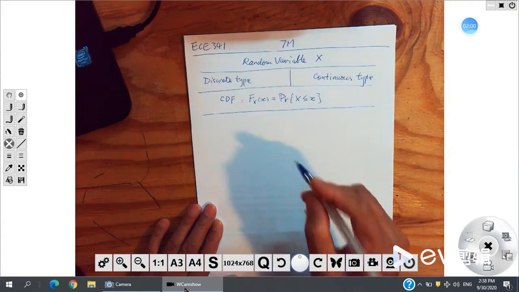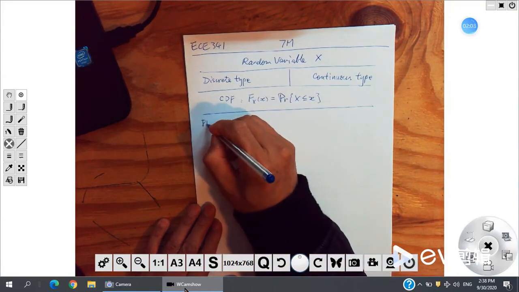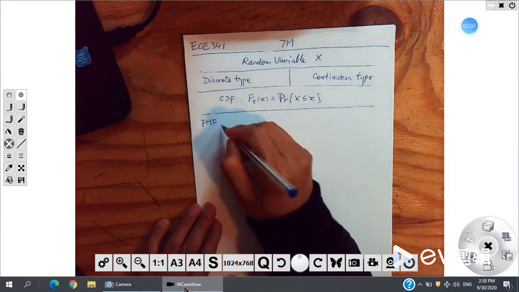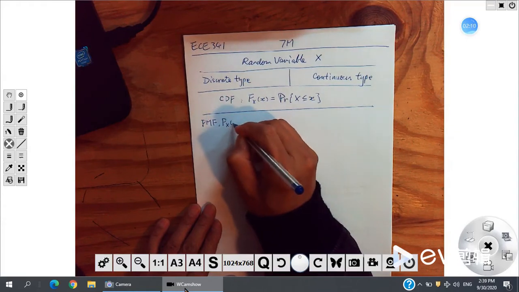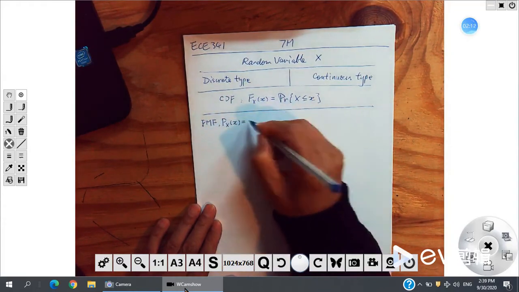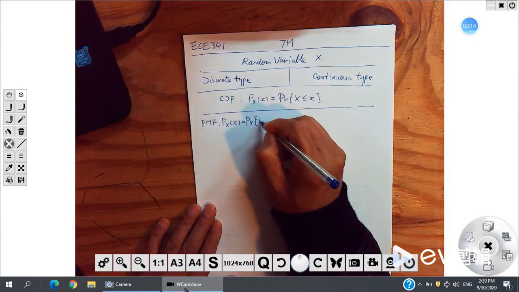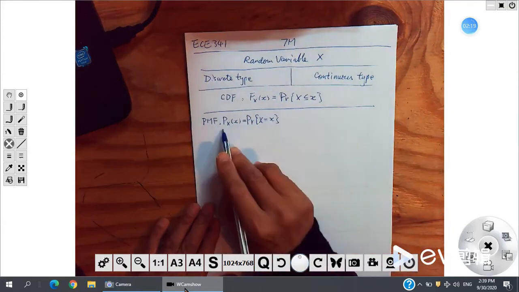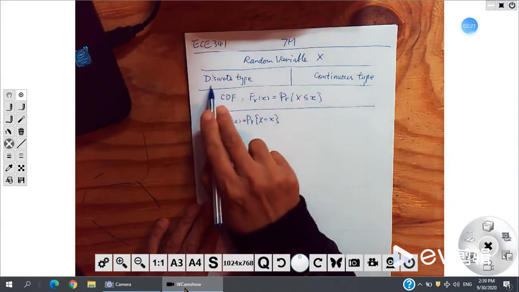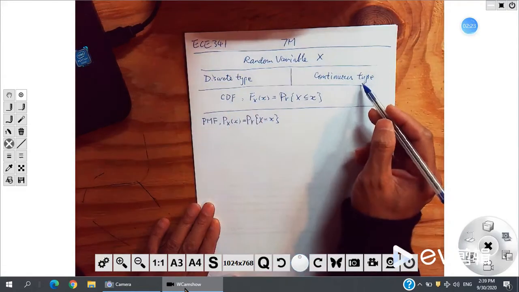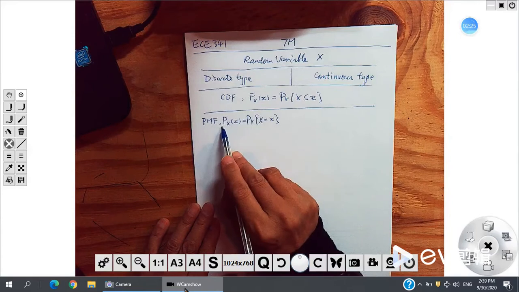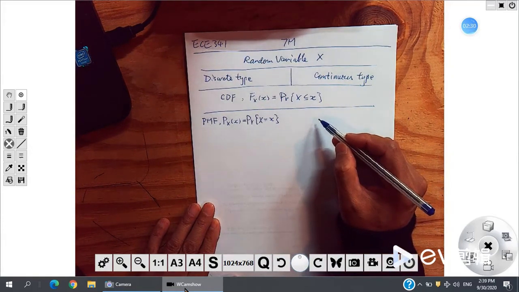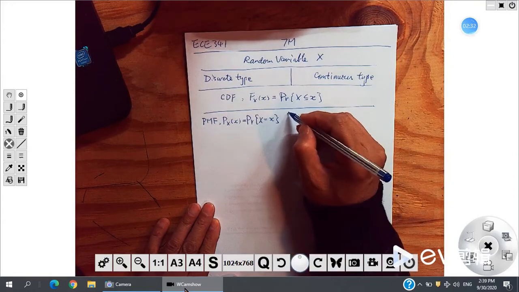And then we have PMF, the probability mass function. This is P_X(x) equal to the probability of capital X equal to lowercase x. So this one only works for discrete type. For continuous type, you still can define this function, but it will only give you a 0, so we don't use it.